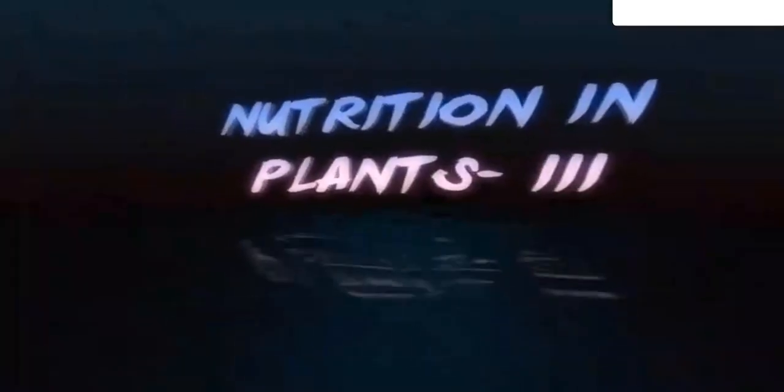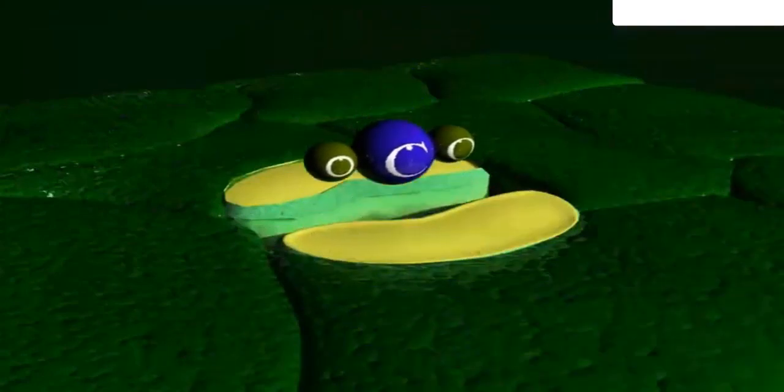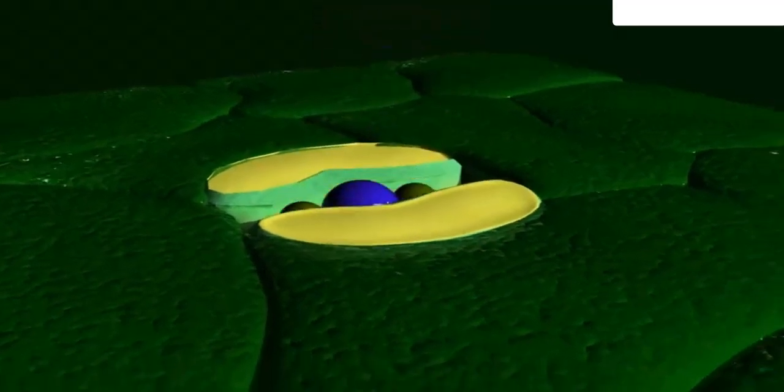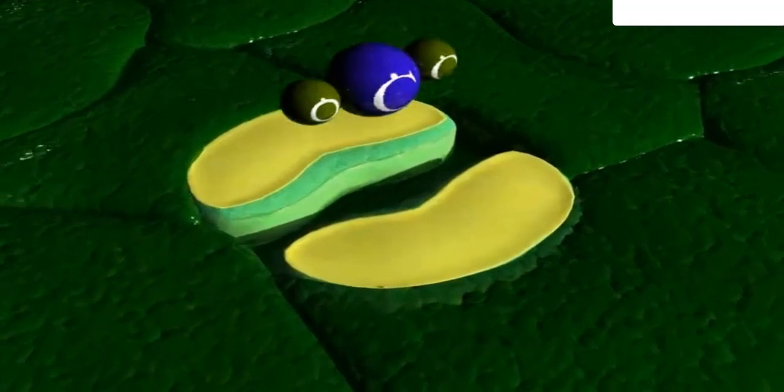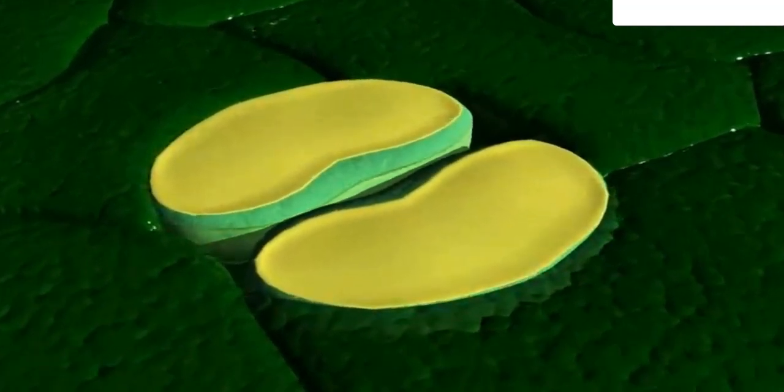Nutrition in plants, Part 3. We know that carbon dioxide is absorbed through the stomata. Since large amounts of water can also be lost through these stomata, the plant closes these pores when it does not need carbon dioxide for photosynthesis.